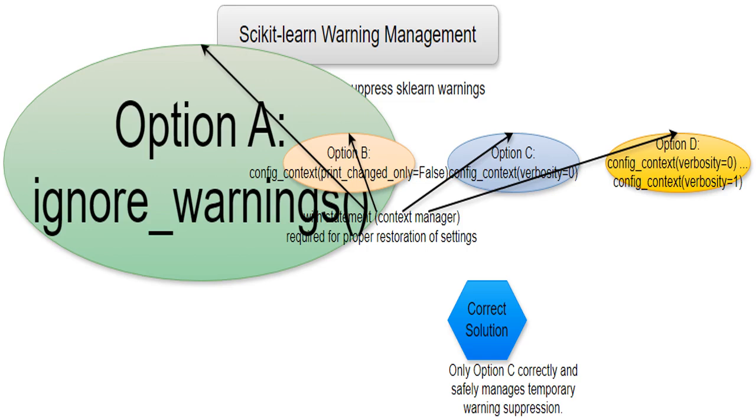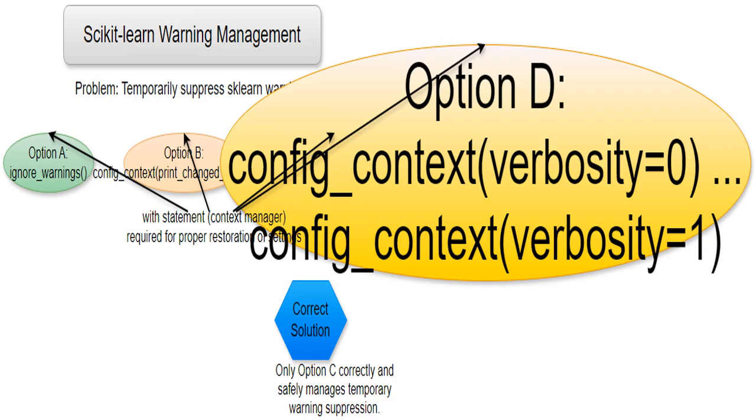This option is incorrect because print_changed_only equals false only changes how messages about configuration changes are displayed, not general warnings from algorithms. It won't affect the warnings from your machine learning process. This option is incorrect because it tries to modify the global settings directly, without using a with statement to revert it. This can lead to problems in other parts of the code. I'm essentially leaving a mess behind.